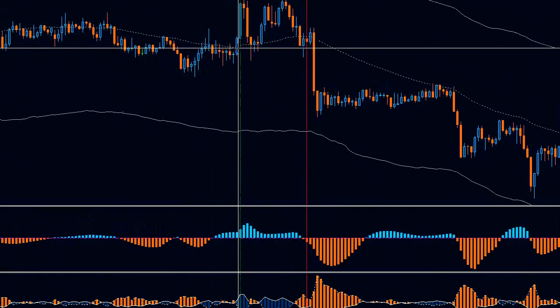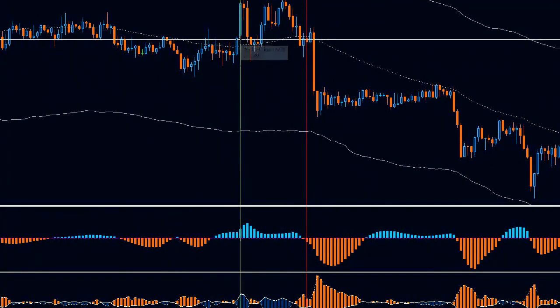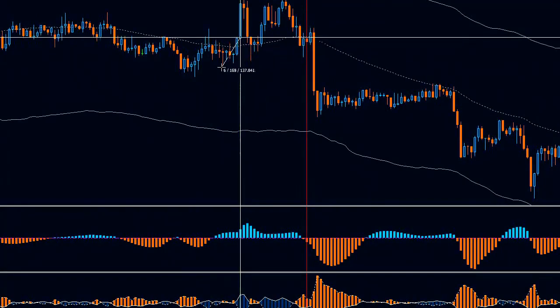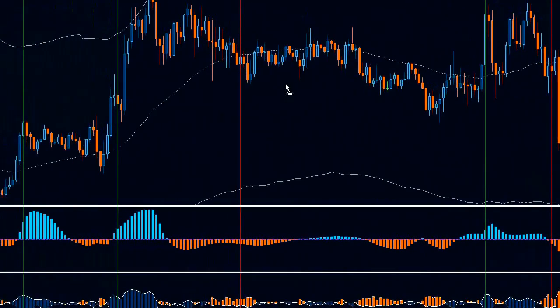Again, price crossed over. We would have entered at the open of this candle here. Furthest point away was about 16 or 17 pips, and we would have hit that target fairly quickly.